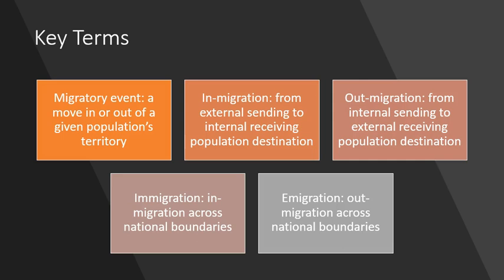Of course, those are two relative terms, right? It depends on what side you're standing on. Immigration and emigration refer specifically to crossing national boundaries. Immigration, you're coming in, like the first letter I for in. And emigration is E for emigration. You can think of that as exit, right? People are exiting the country.